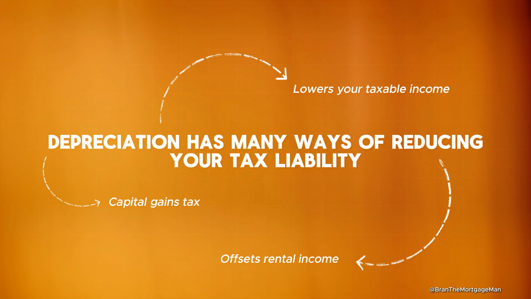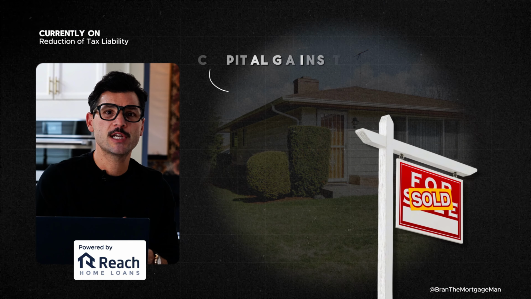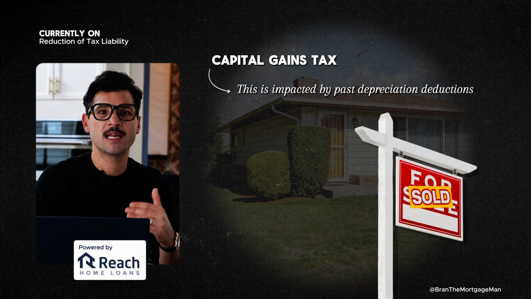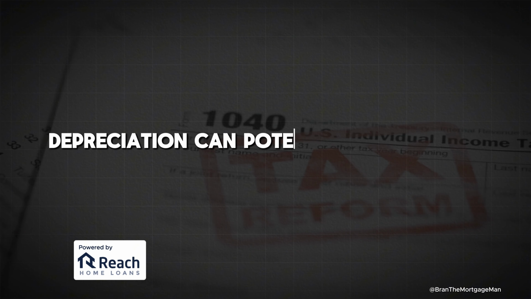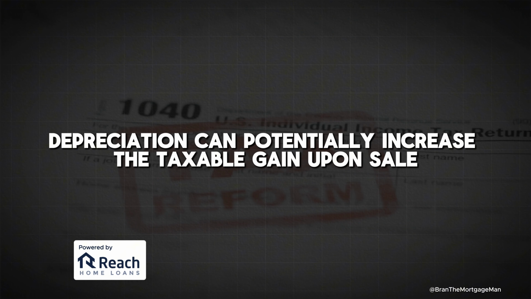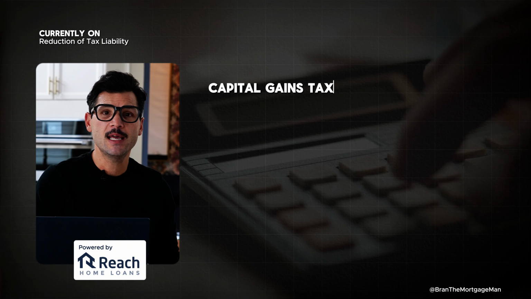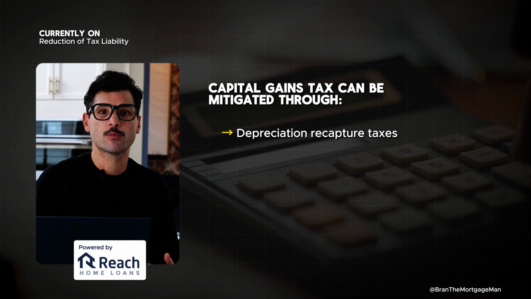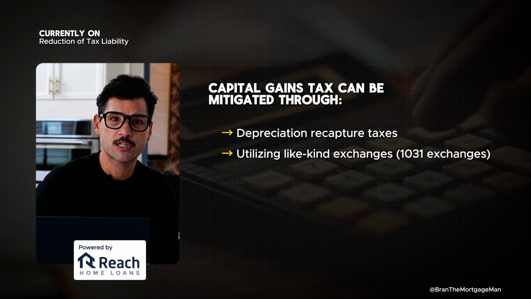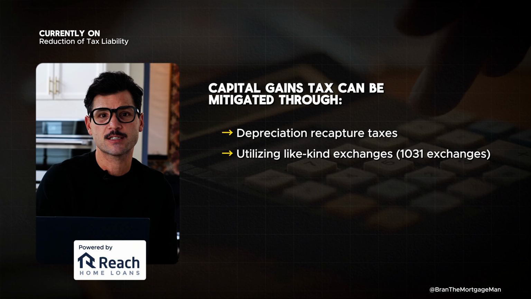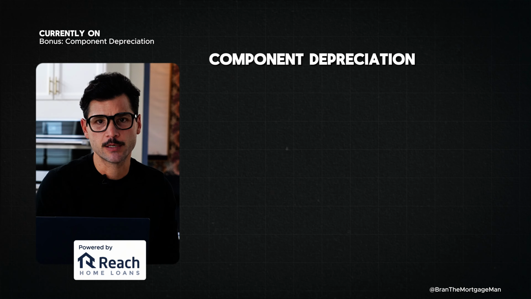Capital gains tax. When the property is eventually sold, depreciation deductions taken during ownership can impact the amount of capital gains tax owed. Depreciation reduces the property's adjusted basis, potentially increasing the taxable gain upon sale. However, this can be mitigated through strategies like depreciation recapture taxes or by utilizing like-kind exchanges or 1031 exchanges to defer capital gains taxes. Now let's talk about one last type of depreciation, component depreciation.